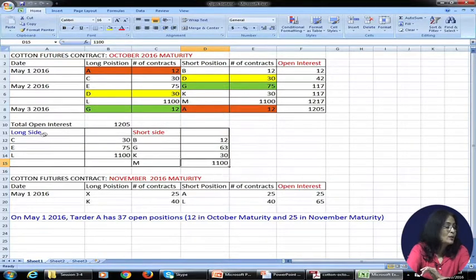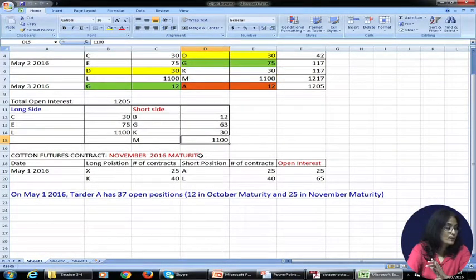Please note that the number of traders need not necessarily be the same. However, the number of open positions from either the long side or the short side has to be the same. You can have different numbers of traders, but you have to have the same number of long futures or short futures positions.